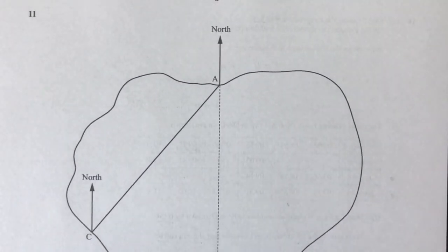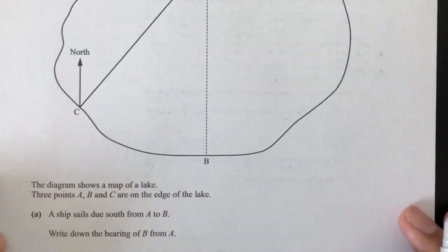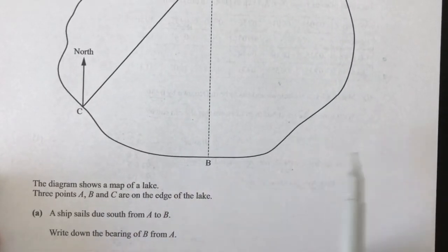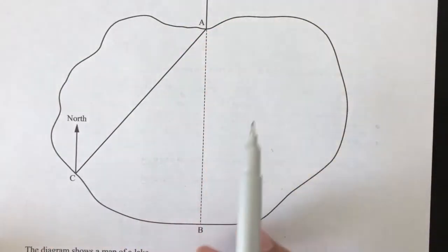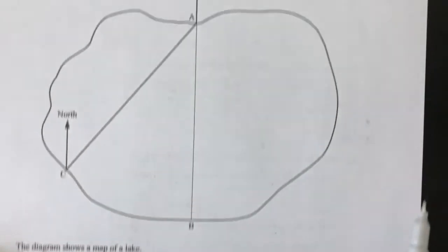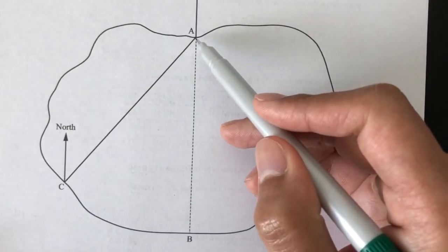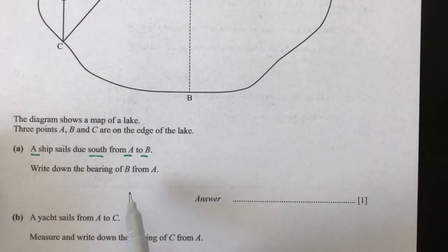Moving on to question number 11. We have points A, B, and C. The question: the diagram shows a map of a lake. So this is a lake. The 3 points A, B, C are on the edge of the lake. As you can see, we have a lake, and this is A, B, and C. Now, a ship sailed due south from A to B. So we have a ship which moves from A to B. Write down the bearing of B from A.